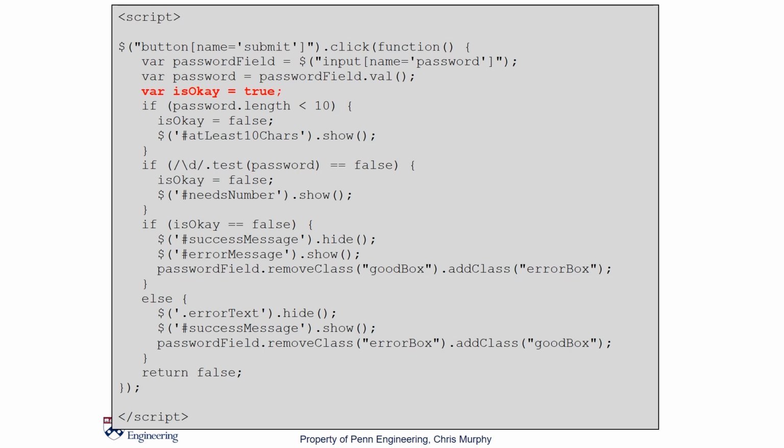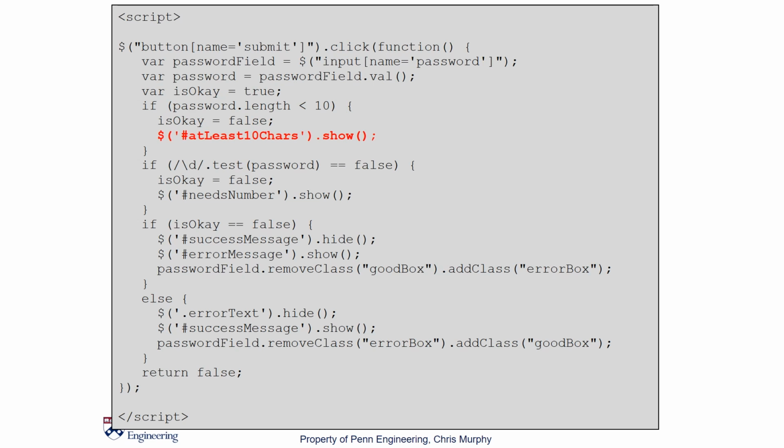Then I have this Boolean variable isOK. We're going to use this variable to indicate whether the password is OK, whether it's valid, and we'll initialize it to true. This is the first of our two checks. If the length of the password, the number of characters in that string, is less than 10, then this password is not OK. So we'll set isOK to false, and then we have this line here, which is going to show that list item.